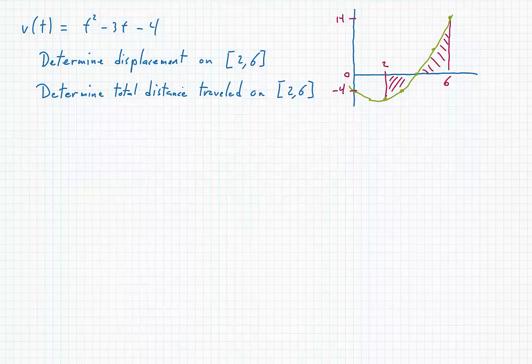Let's consider a particle that's moving along a straight line and has velocity given by the function t squared minus 3t minus 4, where t is the time in this problem. We can see a graph of this function, and we'll see that if we consider both displacement and total distance traveled on the interval 2 to 6, the particle is initially moving to the left.